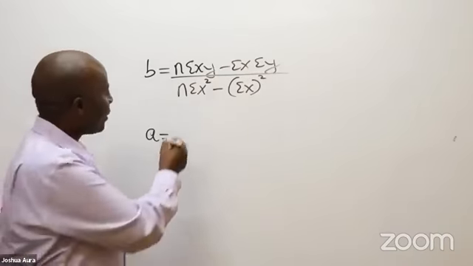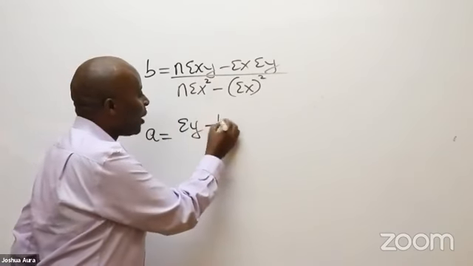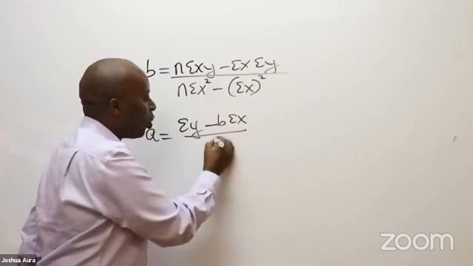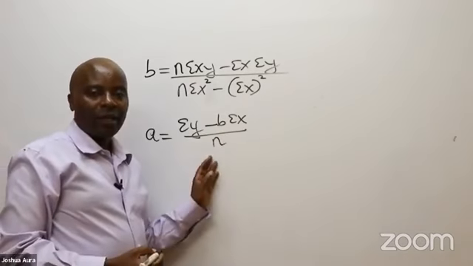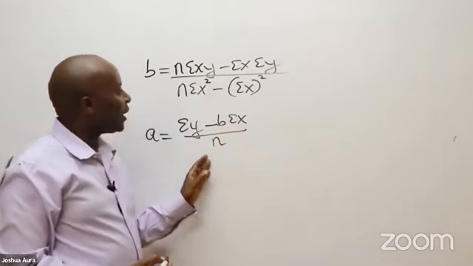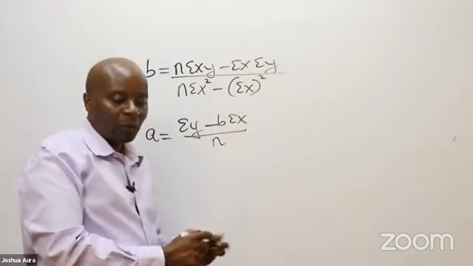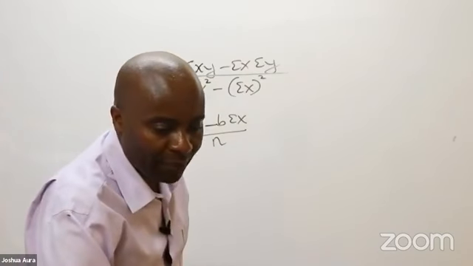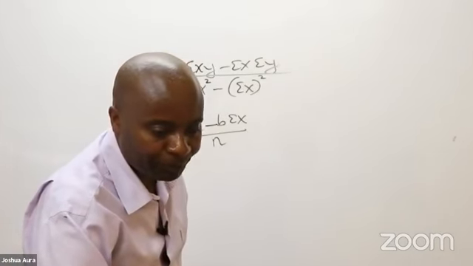To get the constant, we normally take the summation of y minus b times the summation of x, all over what here? All over n. Very, very important. And here, of course, you'll come and count the number of points.